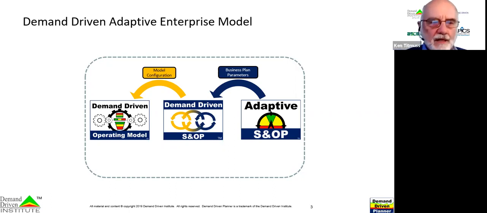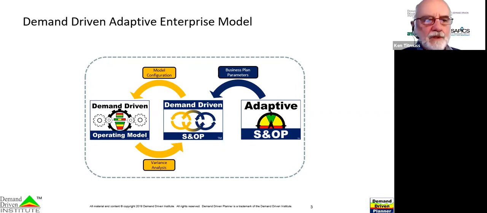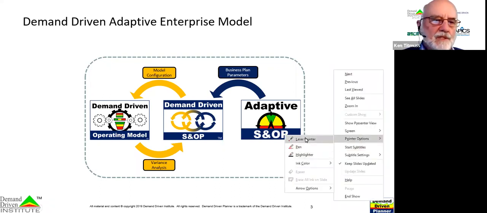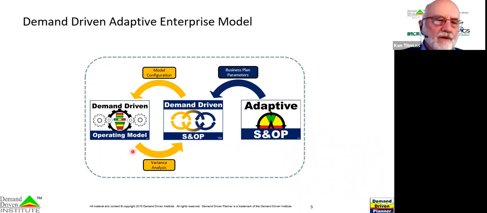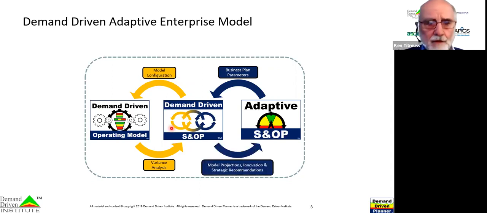We actually get a feedback. Now, this is something that we haven't had available to us in past models that we've been using to plan and control our businesses. But we get this variance analysis coming back from our demand-driven operating model to this tactical portion, the demand-driven S&OP. So we get this continual variance analysis coming back, and we look at what's happening with our operating model, and we make changes and we make it better, etc. But we also, in our tactical demand-driven S&OP, project the model into the future, and we look at model projections, innovation, and strategic recommendations coming back to strategy here.